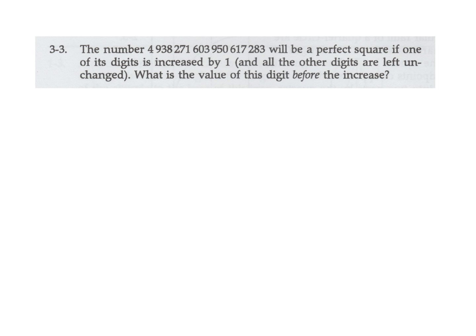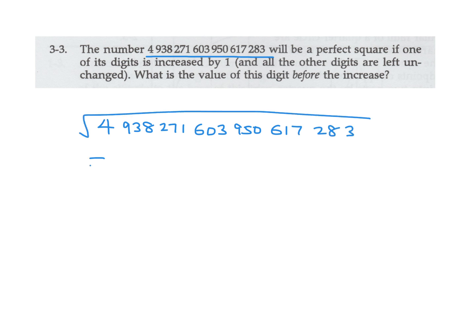This big long number will be a perfect square if one of its digits is increased by 1. What is the value of this digit? Well, I certainly am not going to do long division, but since calculators are allowed, just take that number and plug it into your calculator, take the square root and see what you get. And when you do, you will get this number.